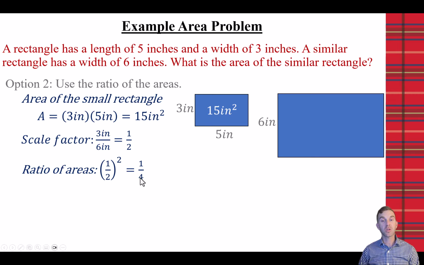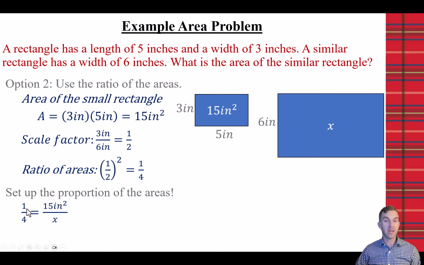So I could set up a proportion of the small to the big with that ratio of areas. Here I know that it's 1:4, and the 1 was the smaller rectangle, so that's its area, and then x is the larger one. I cross multiply again and I get that x is 60 square inches. Same answer, just a different way of thinking about how to solve this problem.